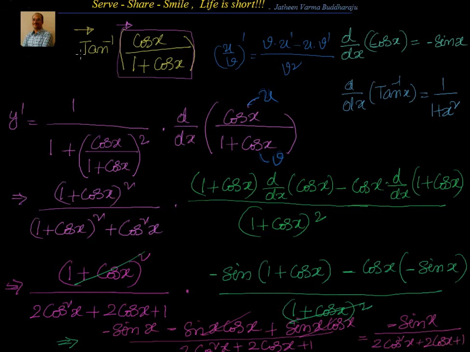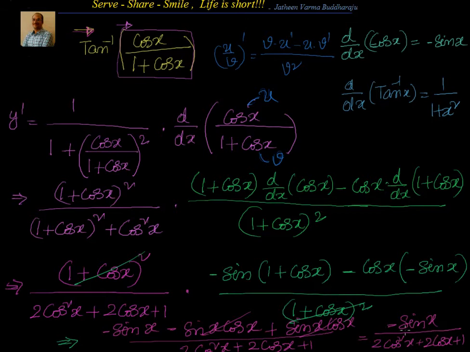So the derivative of tan inverse of cos x by 1 plus cos x is: first start from outer to inner, first write down the formula for derivative of tan inverse x. Now the x itself is a function, so find its derivative, use quotient rule because you have it in the form of u by v. So apply the quotient rule and you simplify a little bit.